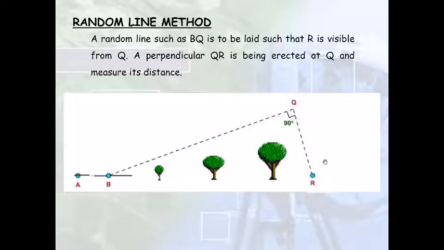So once you have done that, we can measure the distance QR, and we can measure the distance QB. So once you have that, you can measure the distance BR as well. BR is basically the hypotenuse, and we can measure that. So now what really needs to be done is that we need to locate 2 points between point B and R, the intermediate points. So that is basically what ranging is.